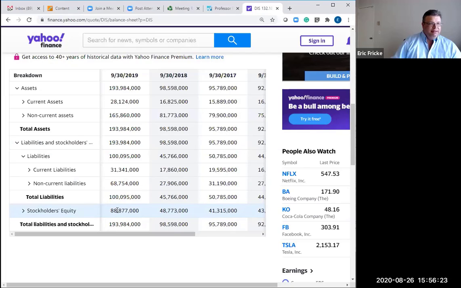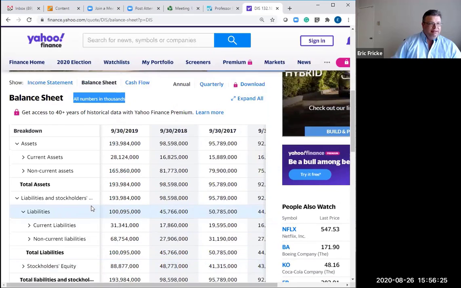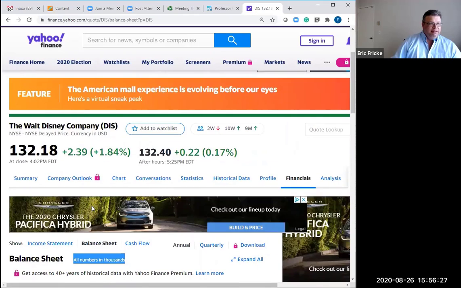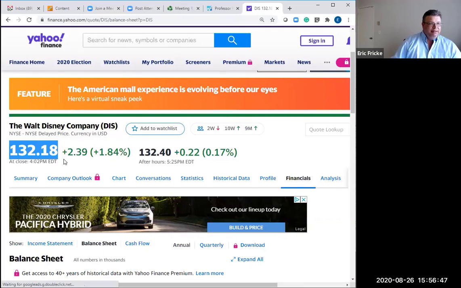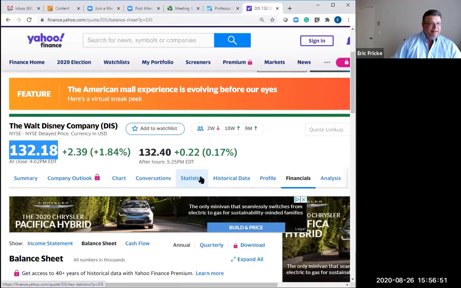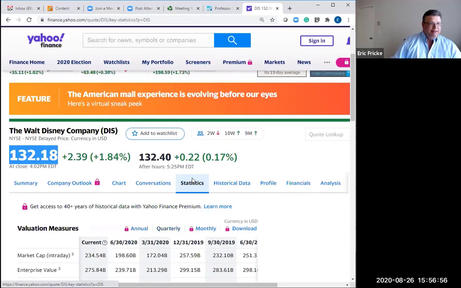Now, how do we get the market value? To get the market value, first off, we need to know the price per share right now. And here's a quote that they gave us: $132.18 per share. Okay, so now we need to know the number of shares outstanding, multiply the two, and that'll give us the market value of the shares, or the market value of the company. And if I go to this statistics link right here, that'll give us information on the number of shares outstanding.